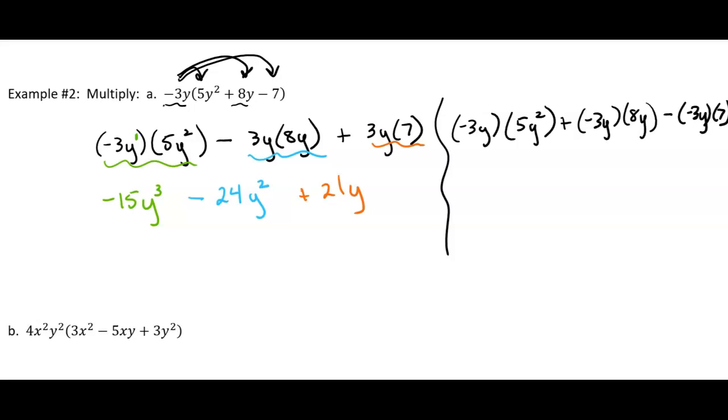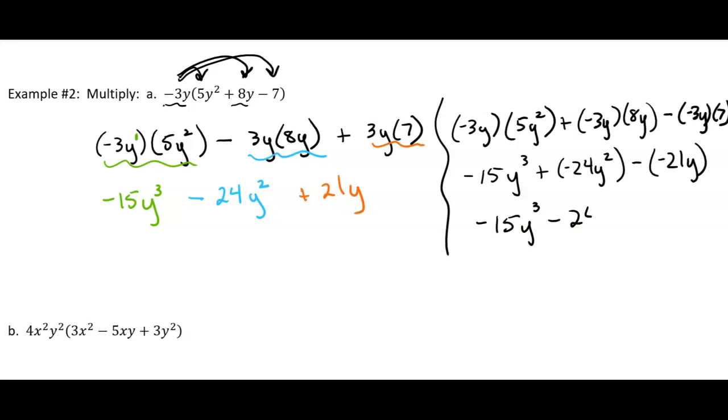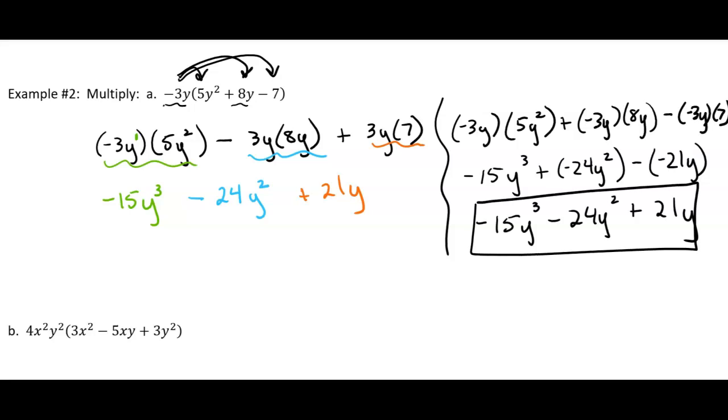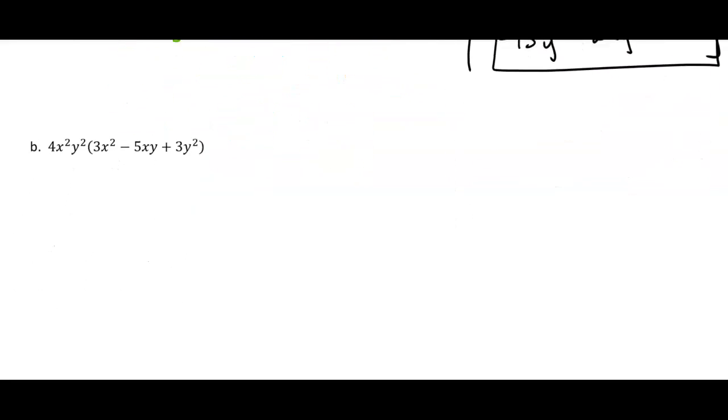And you would get the same thing on the other problem. You'd have a negative 15y cubed plus a negative 24y squared minus a minus 21y. But see, at some point you're going to have to fix that so that it says negative 15y cubed minus 24y squared plus 21y. And they're going to want it like this for the final answer, which is what we have with the green and the blue and the orange terms there. Okay? All right. So it takes some practice.